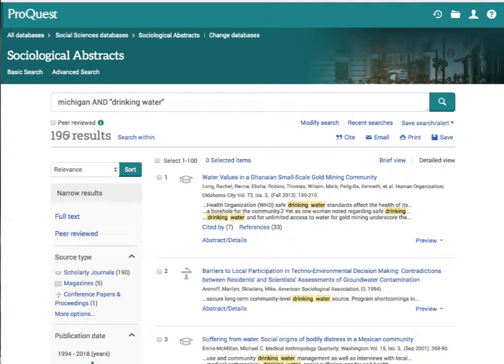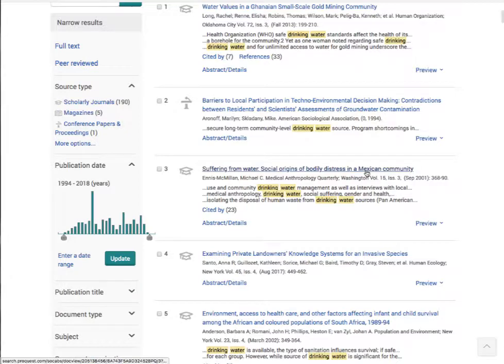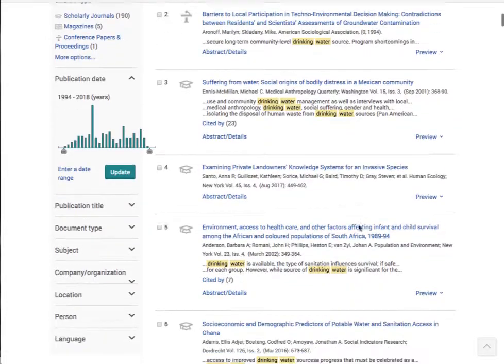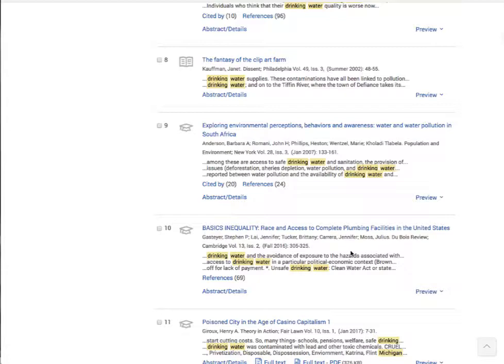Now I got 196 results, but right off the bat, I get something from Ghana, and I get something from a Mexican community, and this is part of research where you can get really frustrated because you're just like, I put in the keywords and I didn't get what I was looking for. That's a problem. So prepare yourself to not be frustrated. Be mindful in your searching. Have like maybe a meditation moment.